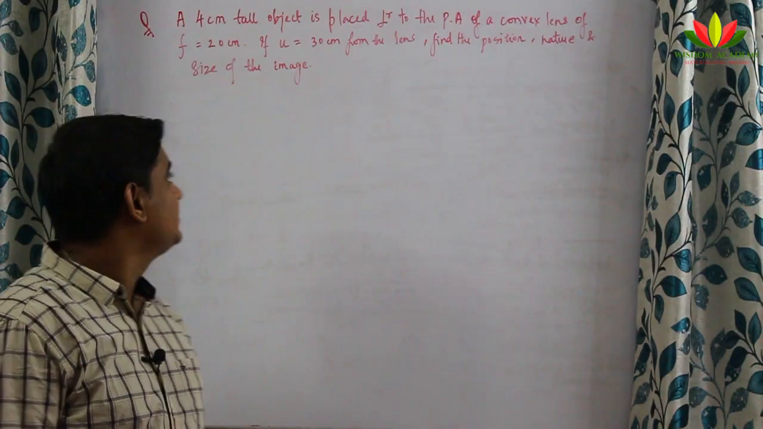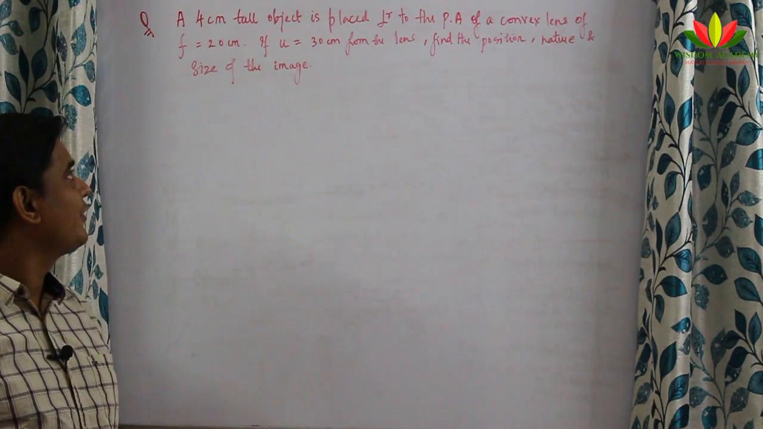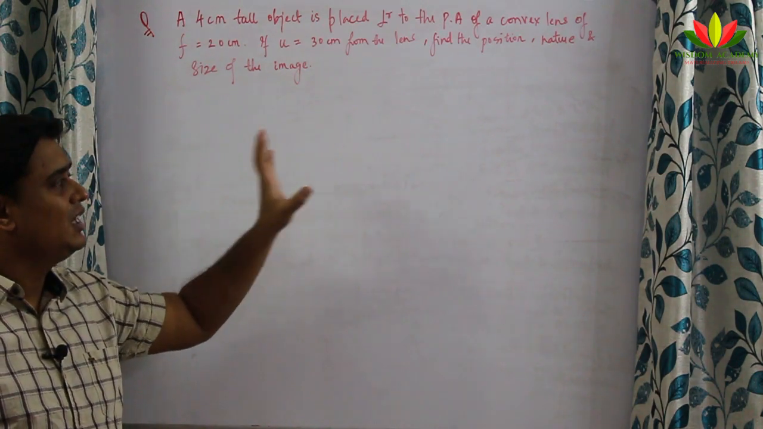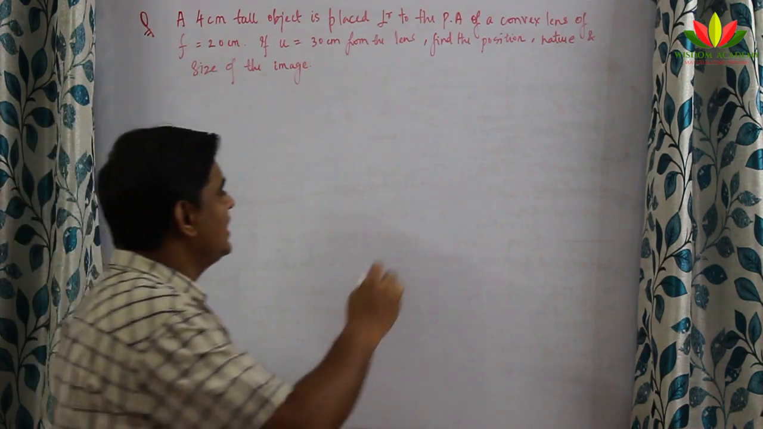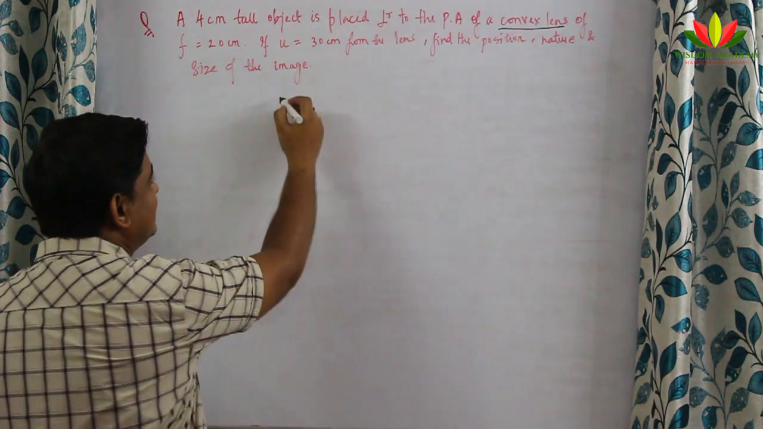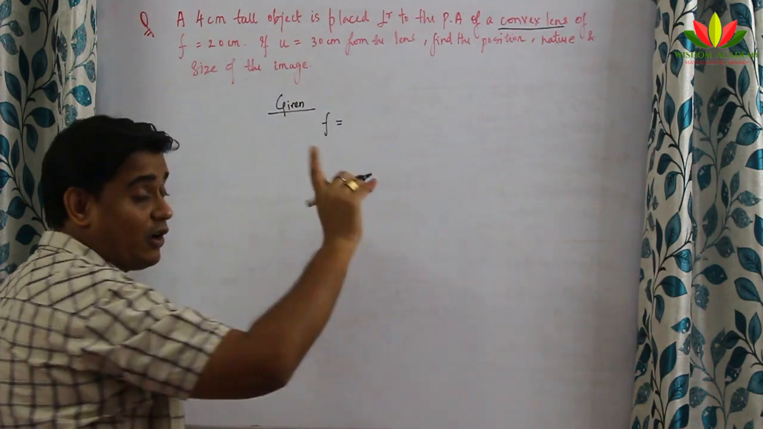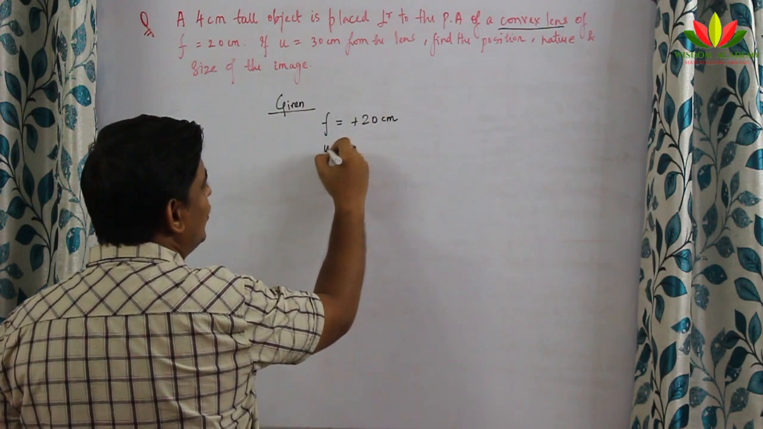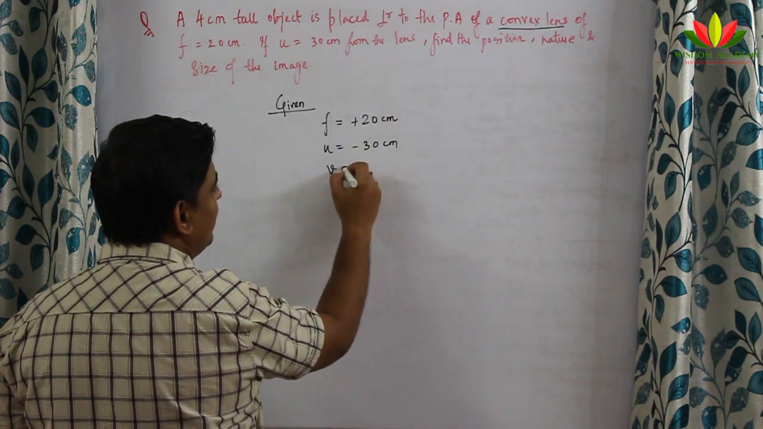Now let us see one numerical. A 4 cm tall object is placed perpendicular to the principal axis of a convex lens of focal length 20 cm. If object distance is 30 cm from the lens, find the position, nature and size of the image. See, the first thing you should see is what type of lens is this? Convex lens. So in a convex lens, what will be the focal length? Sorry, for a convex lens it will be positive. So F is equal to plus 20 centimeter. U will always be negative, whatever lens may be. So minus 30 centimeter. And we have to find the value of V.